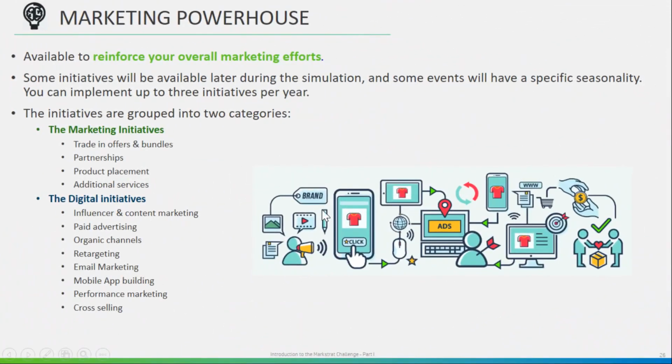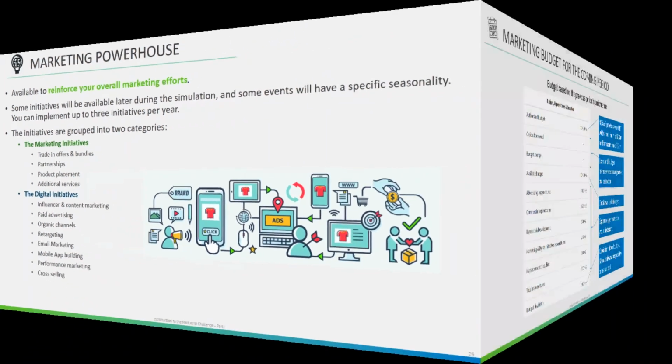Okay, marketing powerhouse, you can add some different digital initiatives, things like email marketing, performance marketing, influencer marketing. You can kind of break down your digital marketing into more specific activities, and also marketing initiatives kind of offline, things like partnerships and trade-in offers, things like that. So you can kind of boost what you're doing with that.